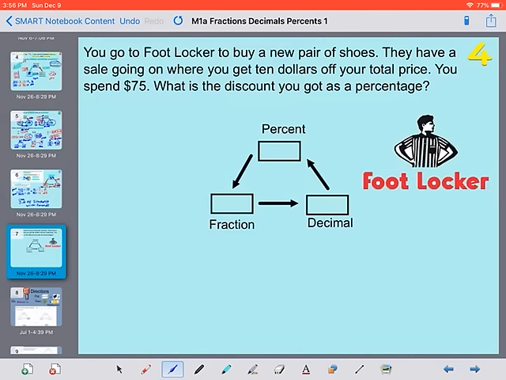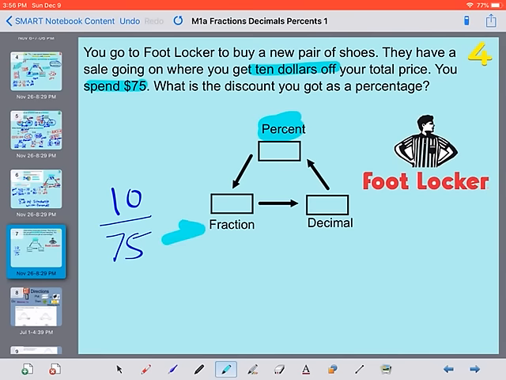All right, last question. It says, you go to Foot Locker to buy a new pair of shoes. They have a sale going on where you get $10 off your total price. You spend $75. What is the discount you got as a percentage? So we got $10 off. So as a fraction, we got $10 out of a total of $75. So we want to know what is that as a percentage.